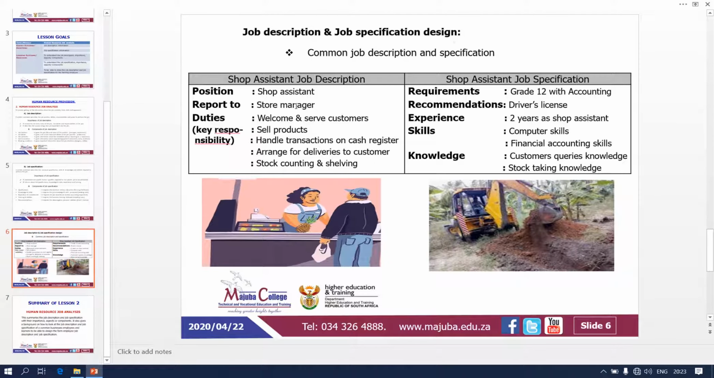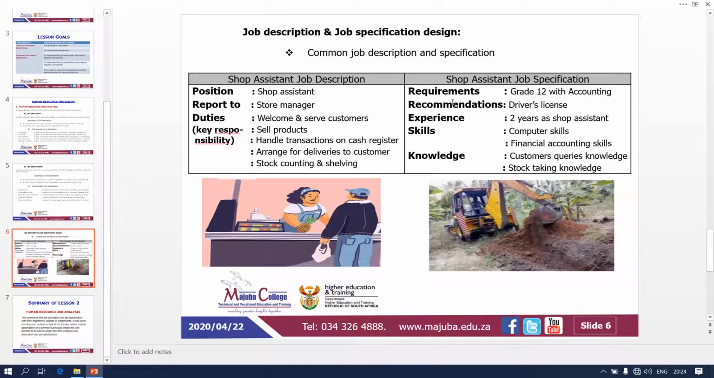Now, you need to think for the business of farming. You're going to need this particular individual. You want to hire, or do a recruitment and selection, for this particular man to come and drive this particular machine. You need to look at the position. What position is this? Who will this person be reporting to? What are the duties? Think about that. What requirements do you need from this particular individual?